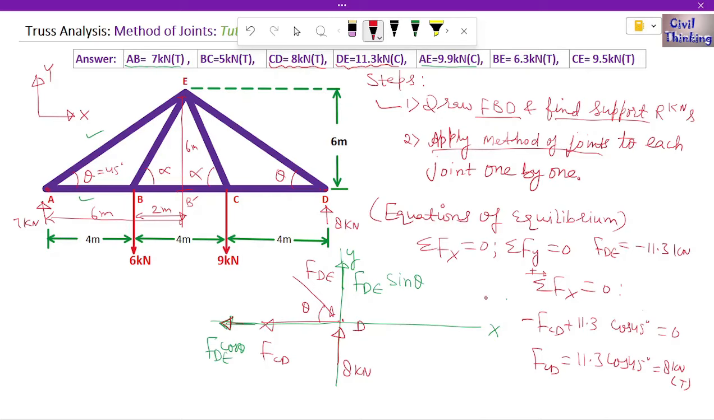So this way we jump to another joint. Let me erase this joint, then we will apply the method of joints, the equations of equilibrium, to another joint, whichever we find easy. So let me erase this first.